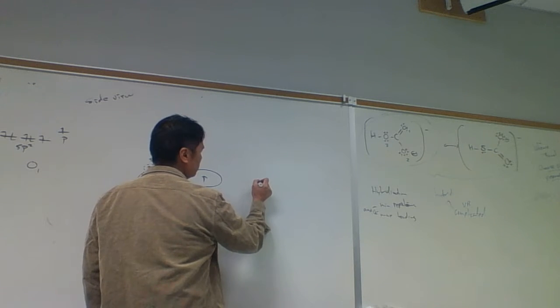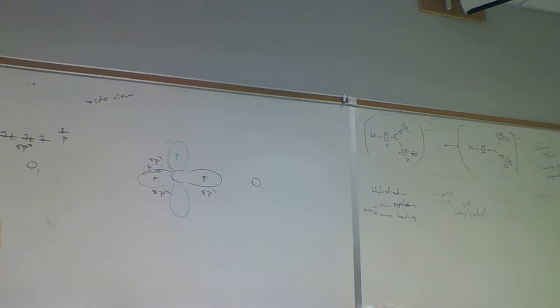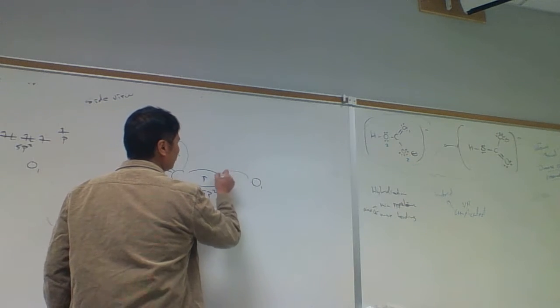I'm going to write oxygen 1 over here. And now sp2 orbital on oxygen versus sp2 orbital on carbon. Are they the same size? No, actually one's smaller. Which one's smaller? Oxygen or carbon? Oxygen's, yeah, because it has a higher Z effective. So oxygen's sp2 should be a little smaller.